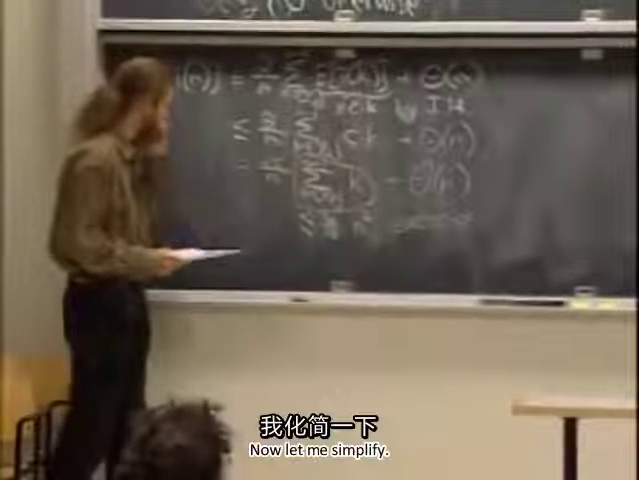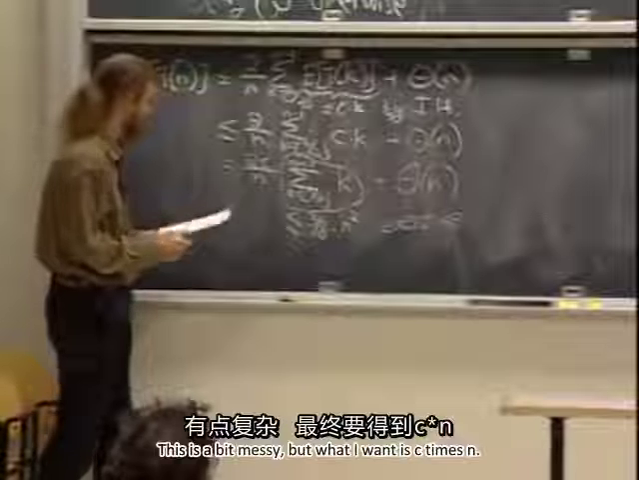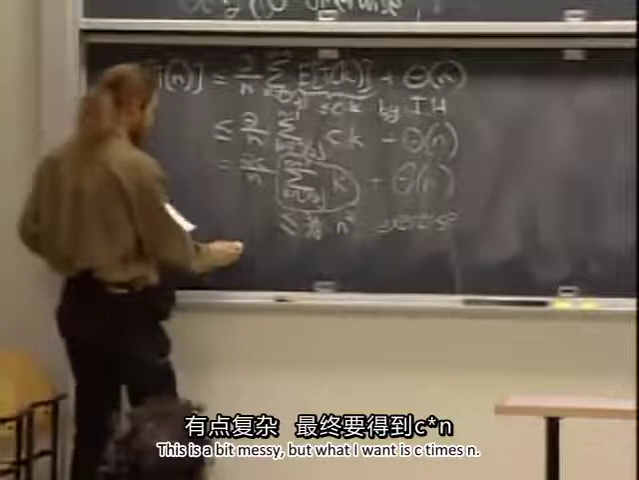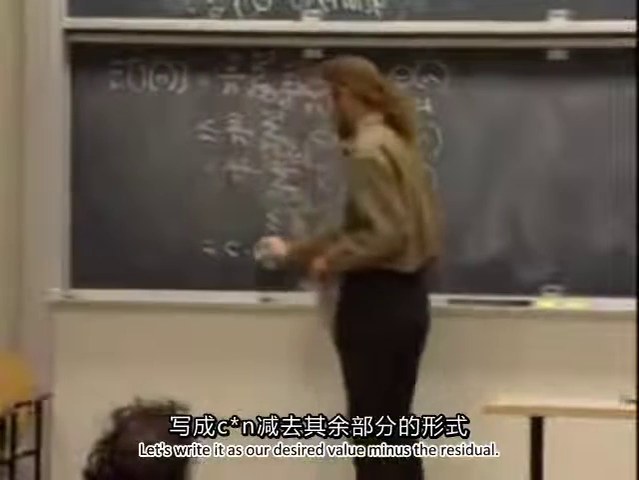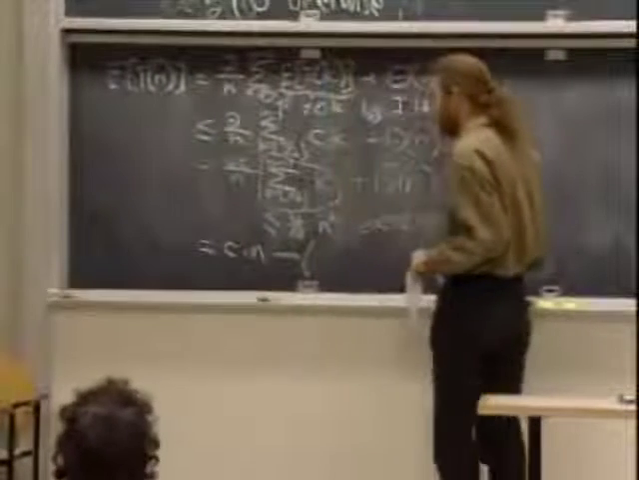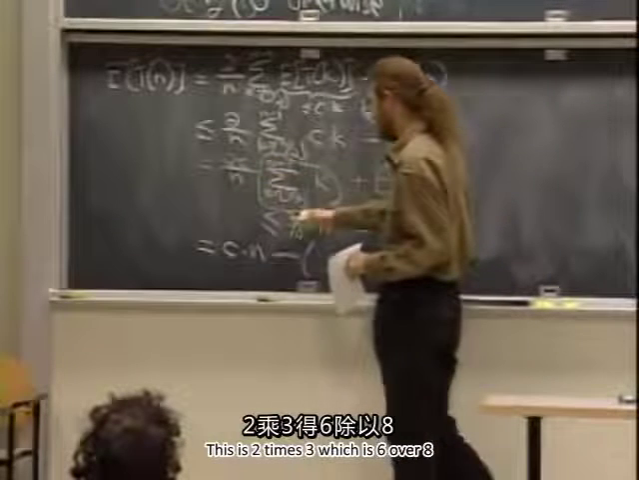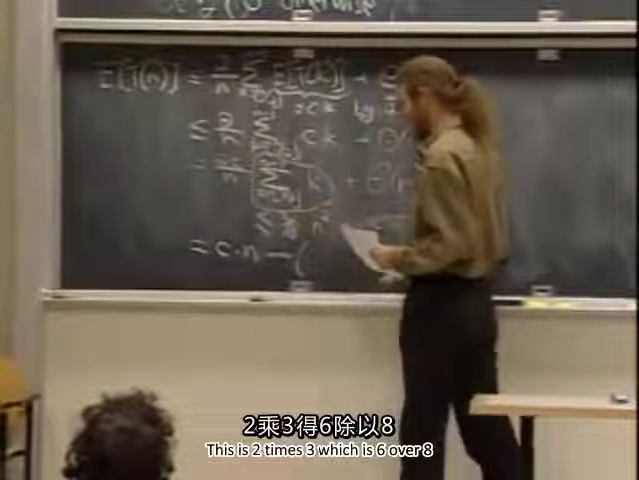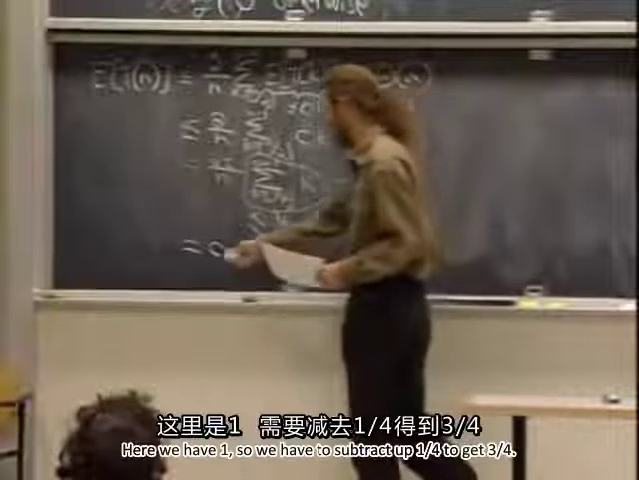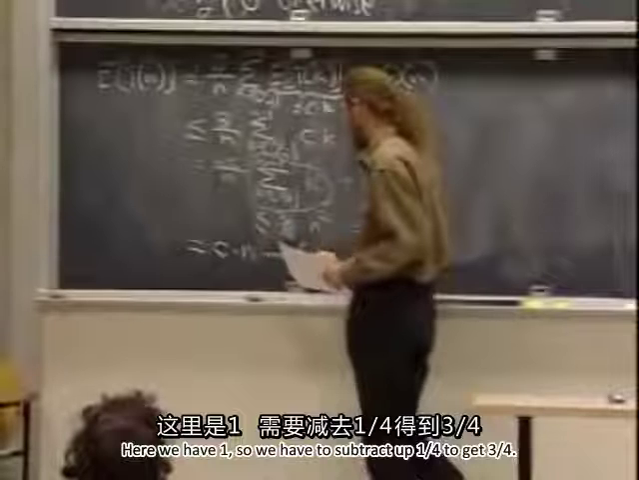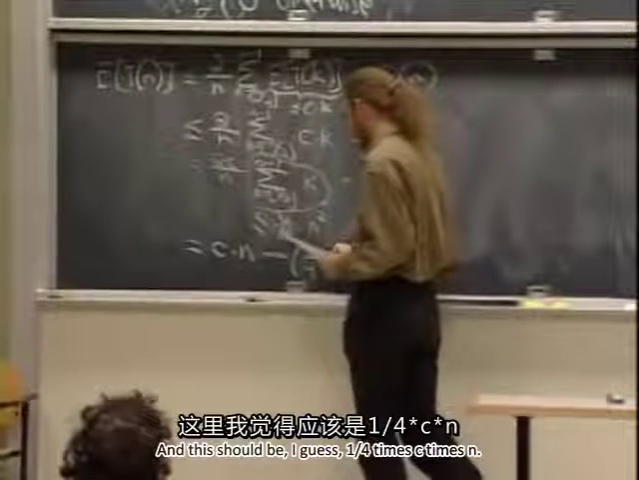Okay, now let me simplify. This is a bit messy. But what I want is c times n. So let's write it as our desired value minus the residual. And here we have some crazy fractions. This is 3 times 2 times 3, which is 6 over 8, which is 3/4, right? So here we have 1, so we have to subtract off 1/4 to get 3/4. And this should be, I guess, 1/4 times c times n.